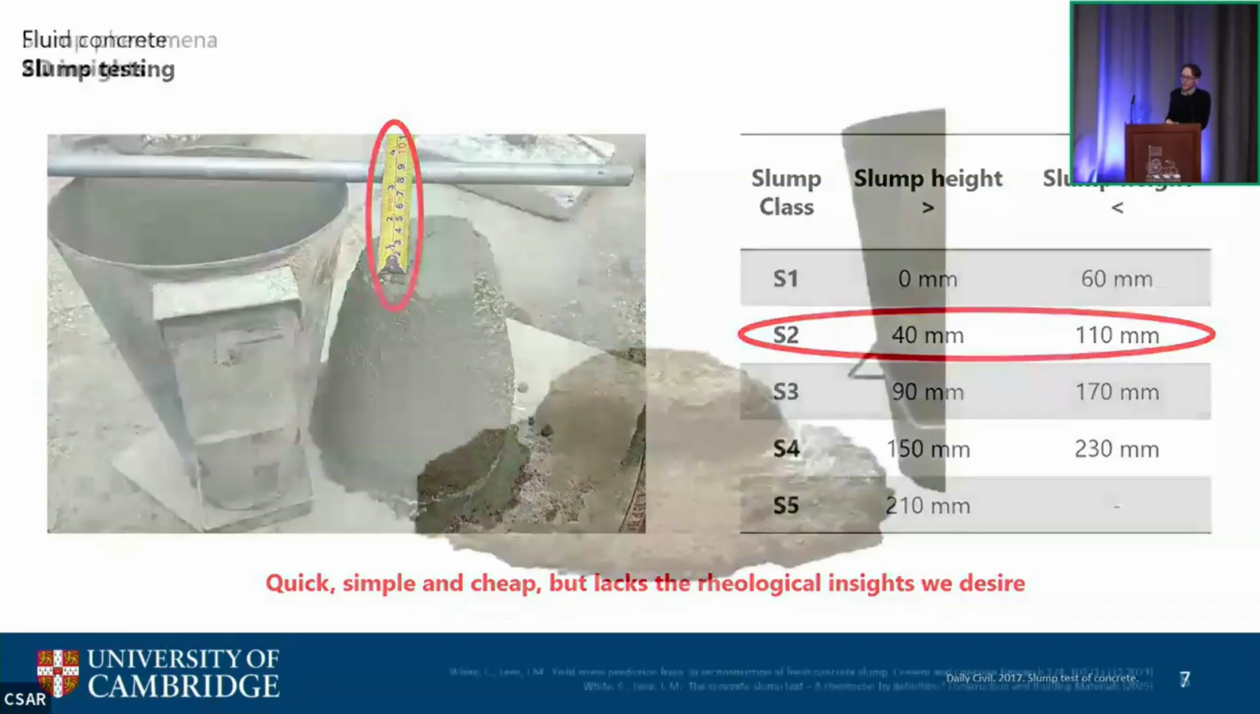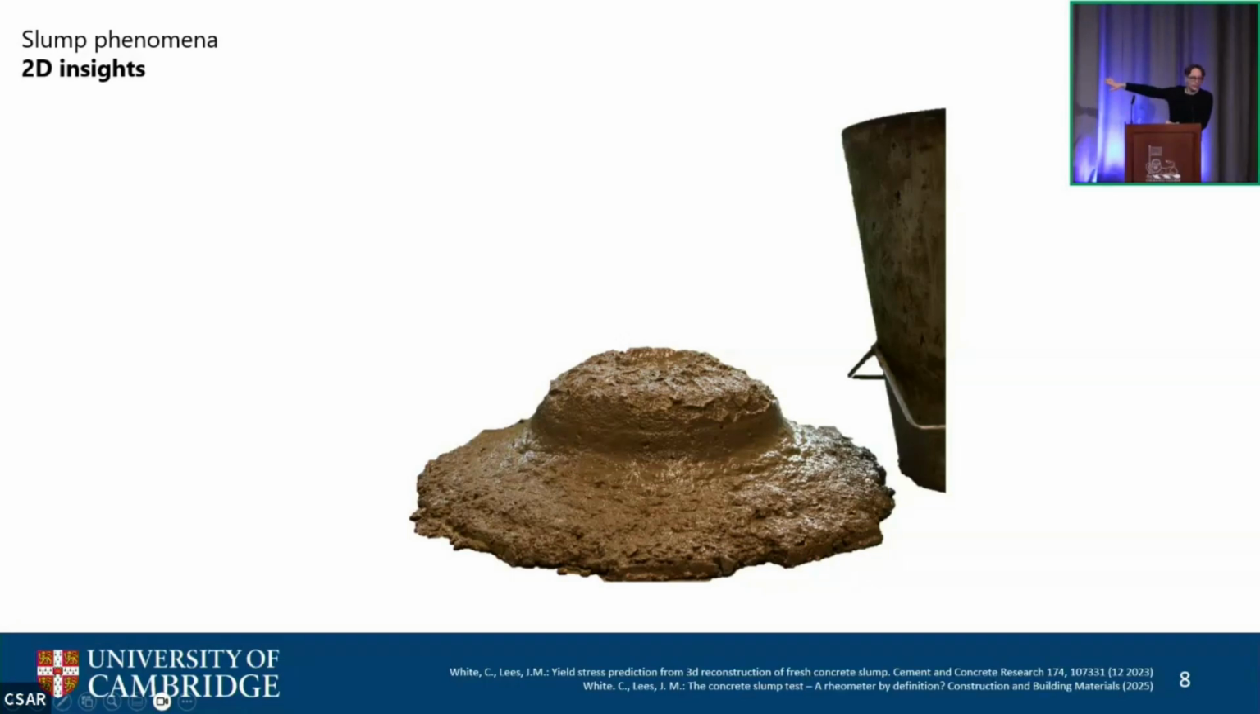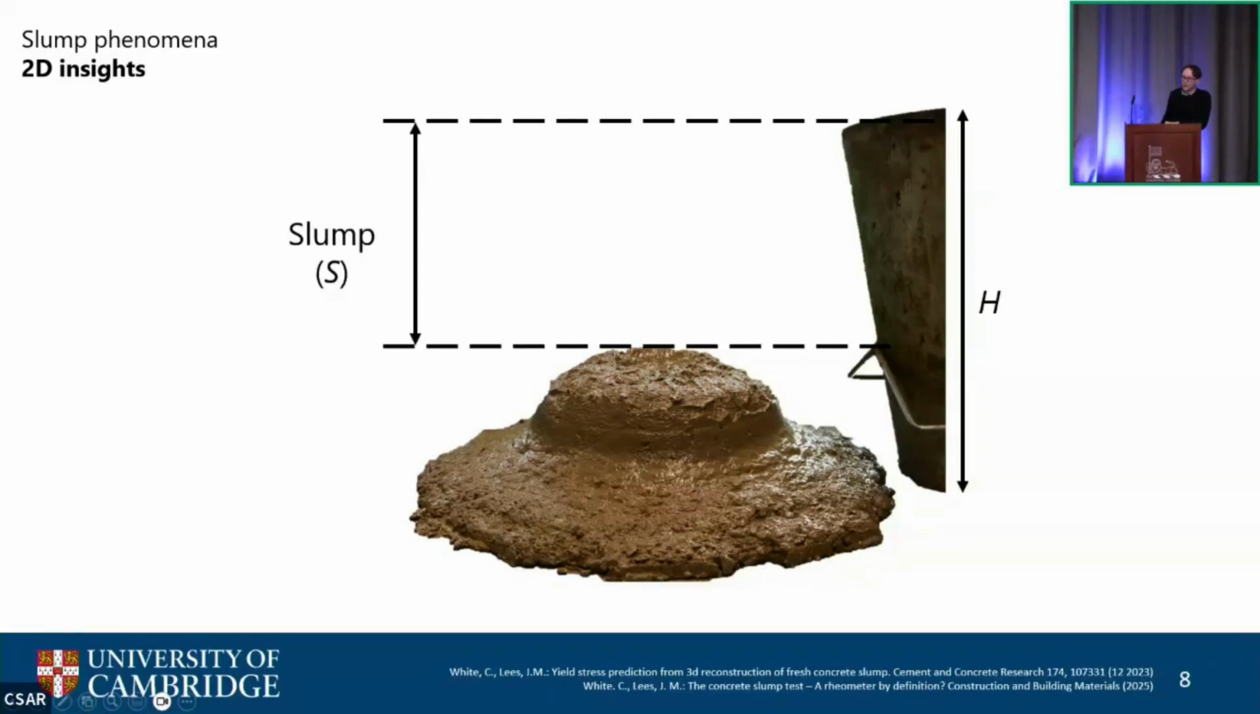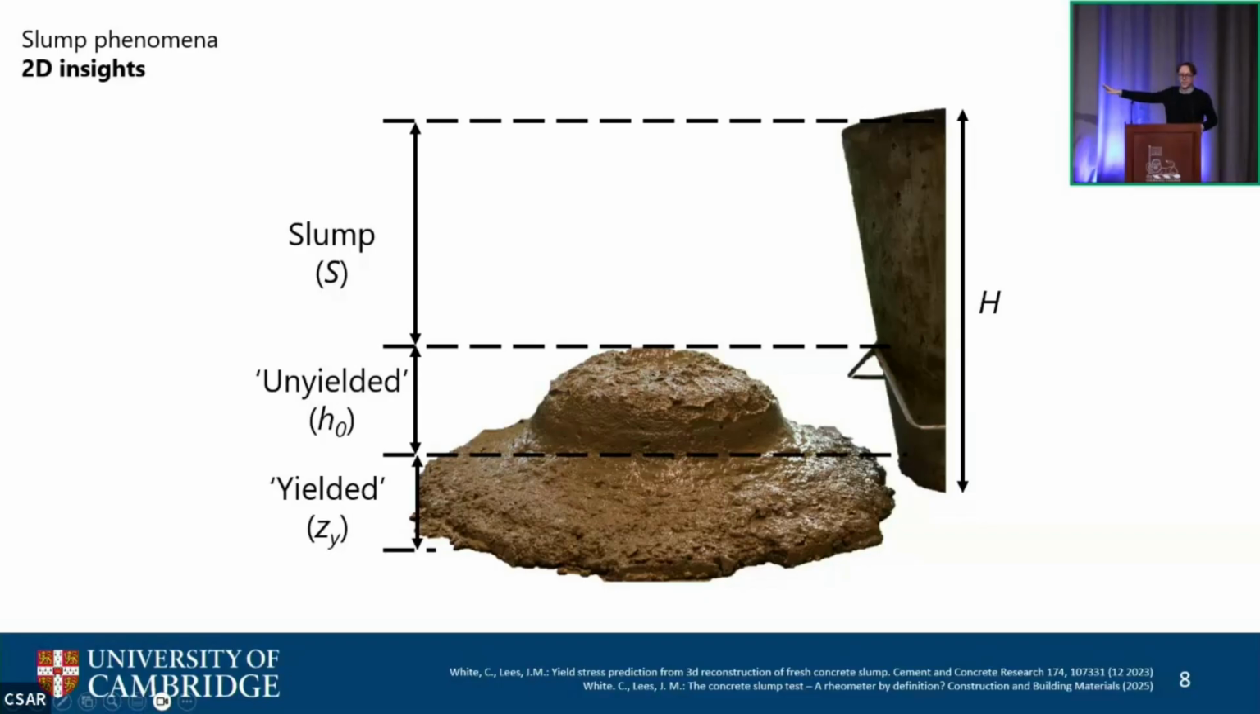Now, when we conduct the slump test, this is what we see. So I call this the Mexican hat, and essentially there are three things of interest. The first thing we can measure is the slump, which is the difference between the height of the cone and the height of the concrete. But me and a few other researchers noticed that actually there are two different regions here. There's a portion of material that we call the unyielded region, and there's a portion of material that we call the yielded region. And one of them doesn't really change shape, which is the measure of H naught, and one of them clearly has deformed and changed shape, which is the ZY property.